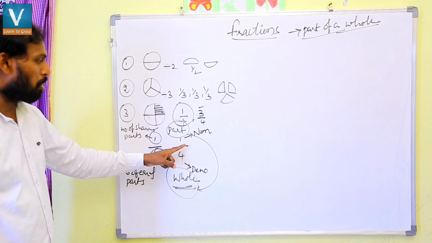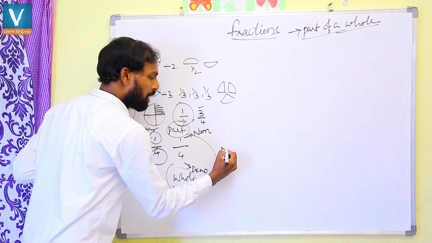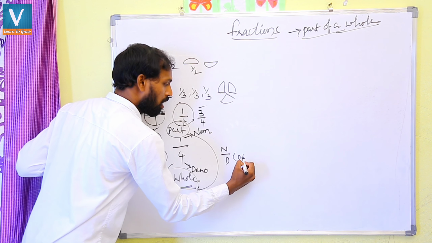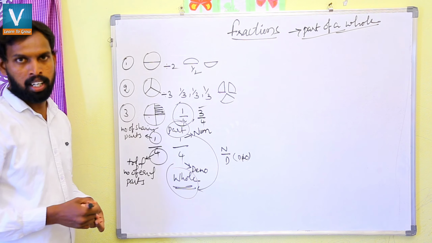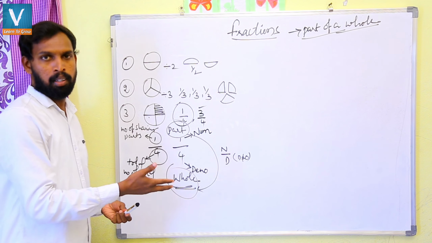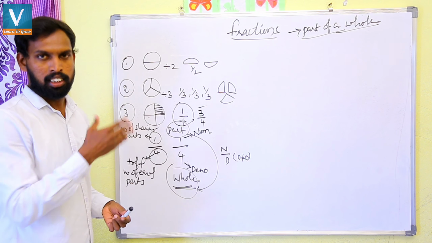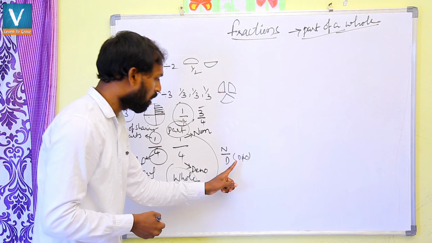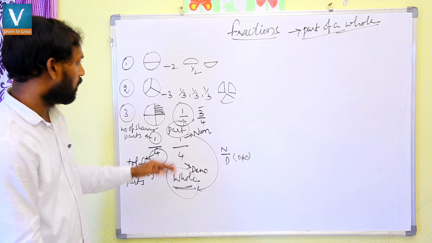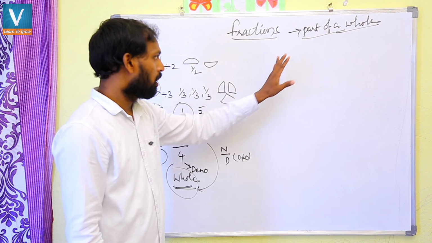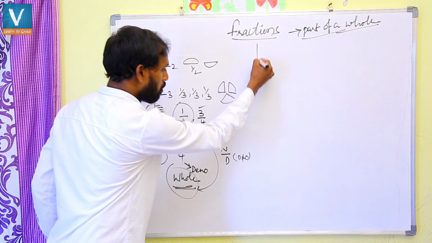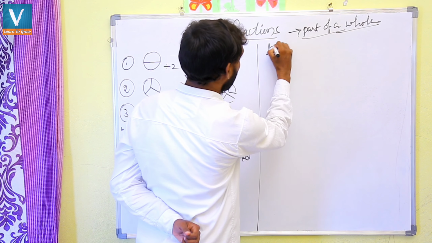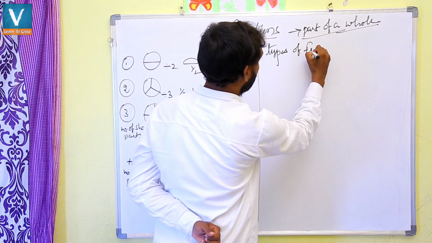Got it? A fraction consists of a numerator and a denominator, and the denominator should never be equal to 0. If the denominator becomes 0 we can't find anything, because 1 by 0 or anything by 0 is not defined. That's why the denominator should not be 0. This is the fraction definition. Now we'll see types of fractions.